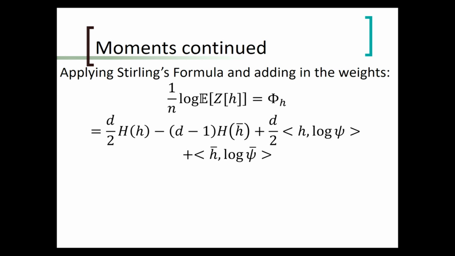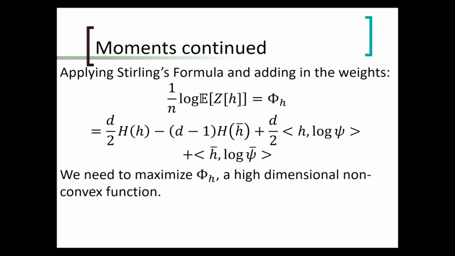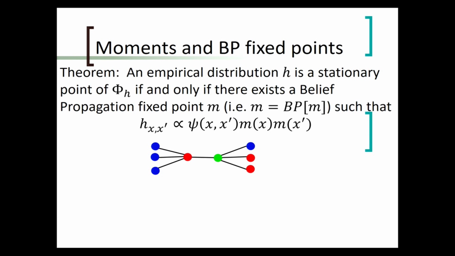It's not a very nice formula in general because first of all, it's quite high dimensional, and secondly, it's not convex or concave because you've got a difference of two entropy functions there. So the point will be you want to maximize this function, and it can have multiple maximizers. So how do you do that?